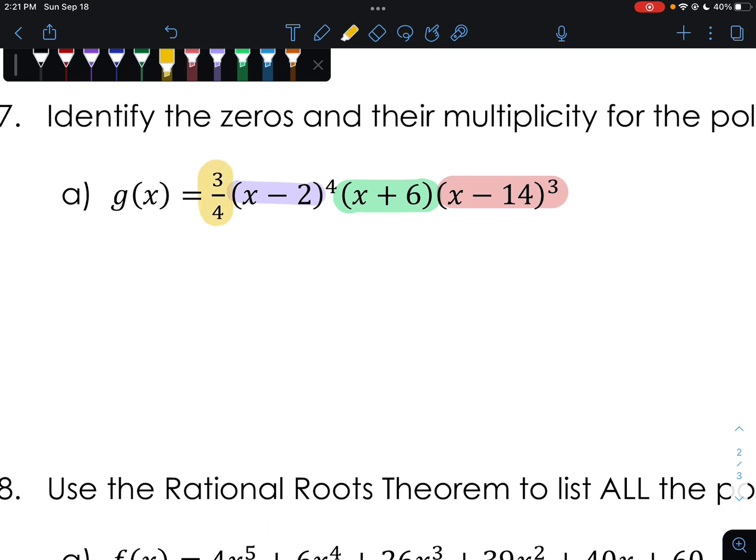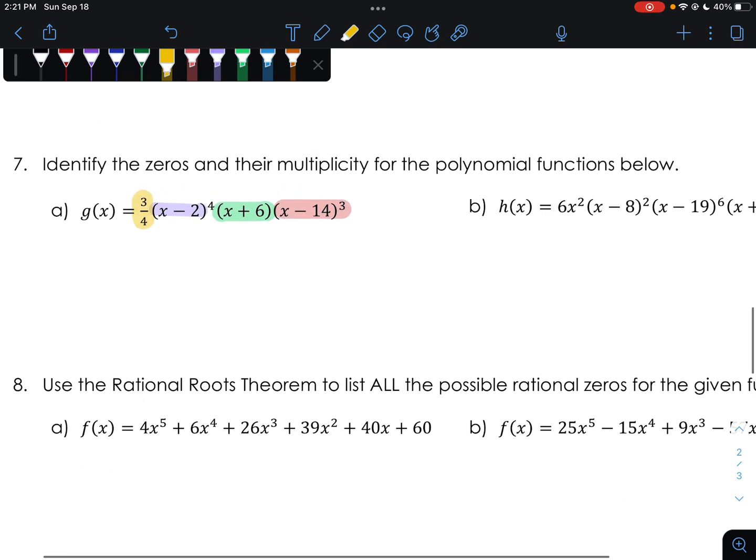Now notice, this 3/4 is just a number. It has no x attached to it, so we can disregard it right now. But if you look at answer choice B, this has an x, so you would have to set that equal to 0. So when it has an x, you set it equal to 0. When it does not, you can disregard it.